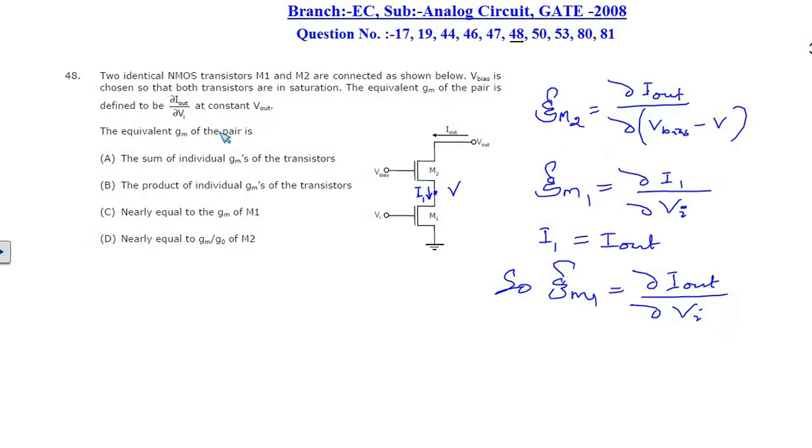If we see among the options, it is given what is the equivalent transconductance GM, which is defined by del I output by del Vi, which is this one, which is equal to GM1, the transconductance of M1 transistor. So if we see among the options, it will be closer to GM, that is the transconductance of M1 transistor. Hence, C should be the correct answer.